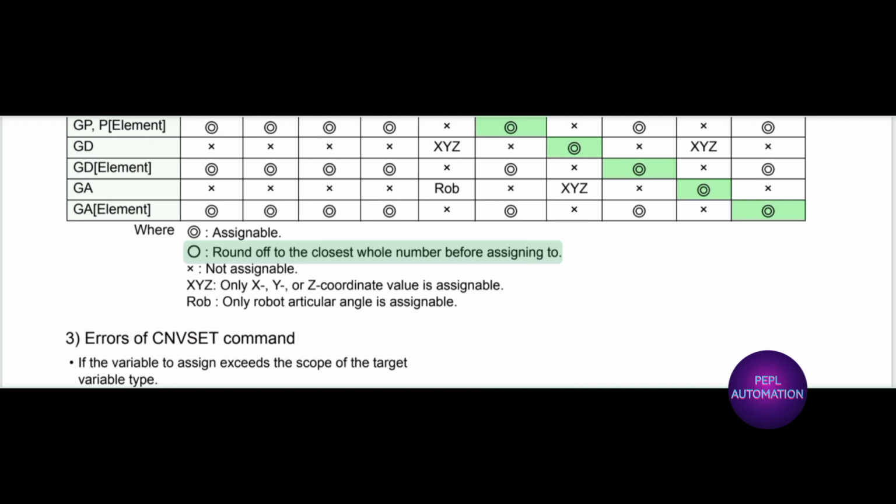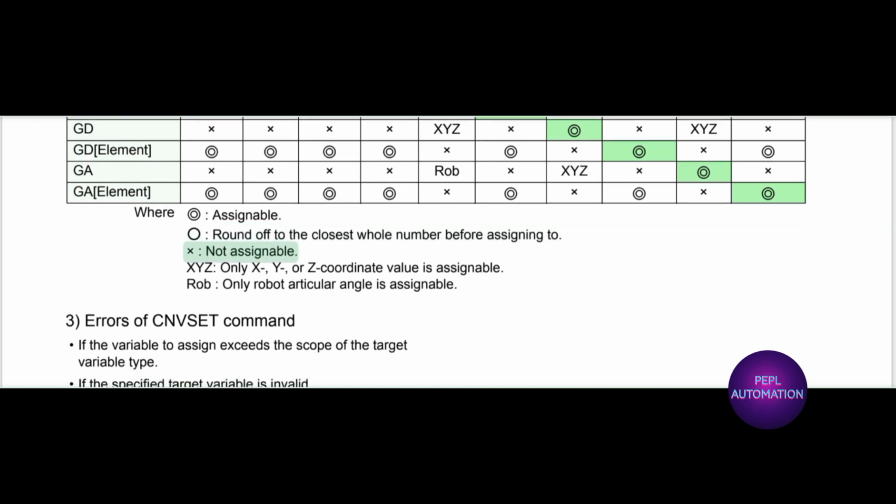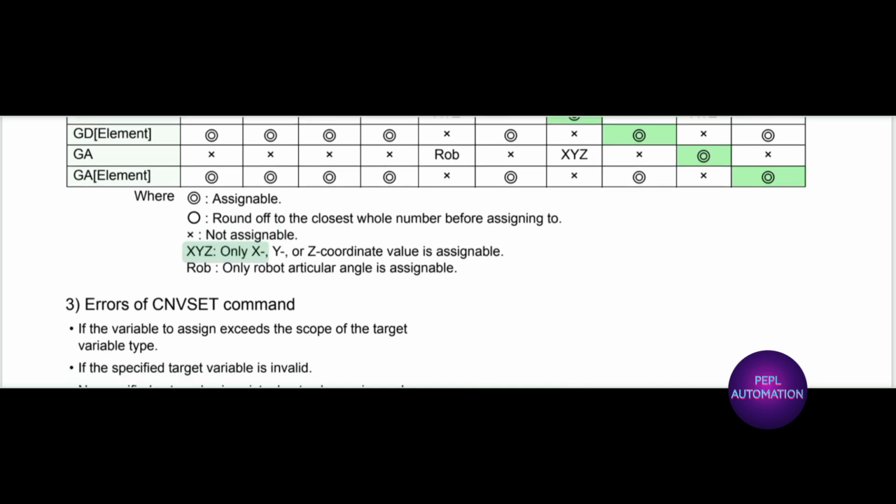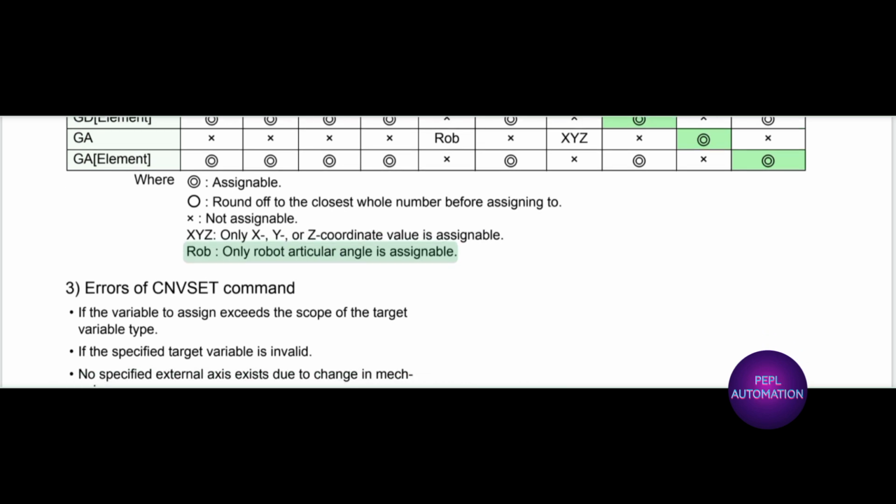Hollow circle: round off to the closest whole number before assigning. Cross: not assignable. XYZ: only the X, Y, or Z coordinate value is assignable. Rob: only the robot articular angle is assignable.